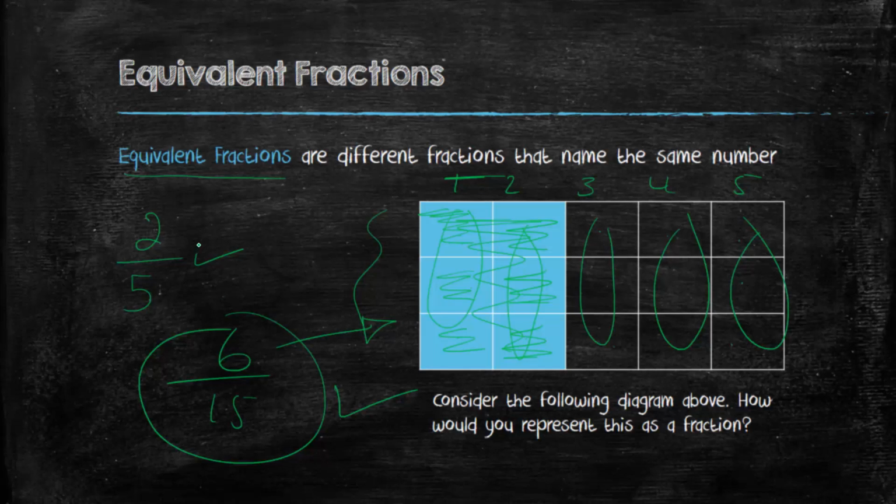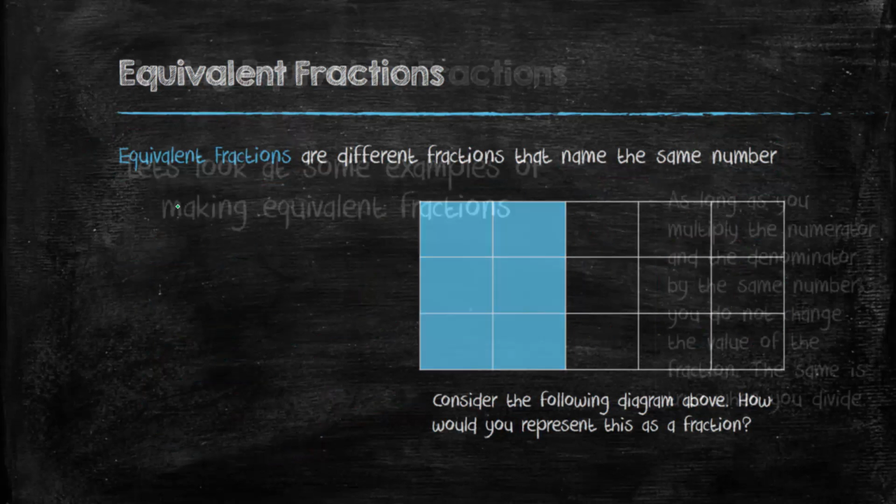So which one is it? Is it 2 out of 5 or 6 out of 15? The truth of the matter is they're both correct. These two fractions represent or name the same number. They represent the same thing. They're equivalent fractions, okay? Let's talk more about equivalent fractions and how you could make equivalent fractions.